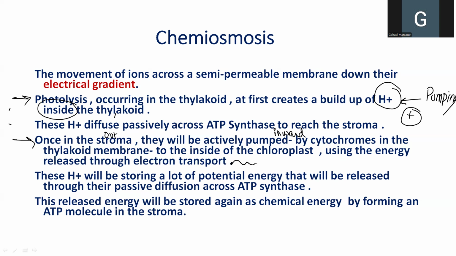And why has the energy been released along electron transport? Because the electrons are passed from one cytochrome or one electron carrier to another at gradually decreasing energy levels. The hydrogen ions that are pumped will store a lot of potential energy. It is the energy that has been used to pump them, and that energy will be released once again by passing across the ATP synthase, and this released energy will be stored in ATP and so on.